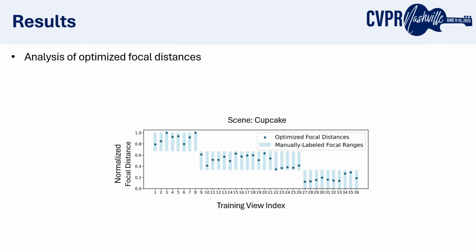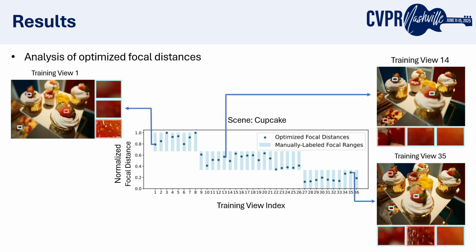Here is an analysis of the optimized focal distances across training views. They closely align with manually labeled focus ranges. As shown in the sampled views, the optimized focal distances align well with the focus cues in the images.